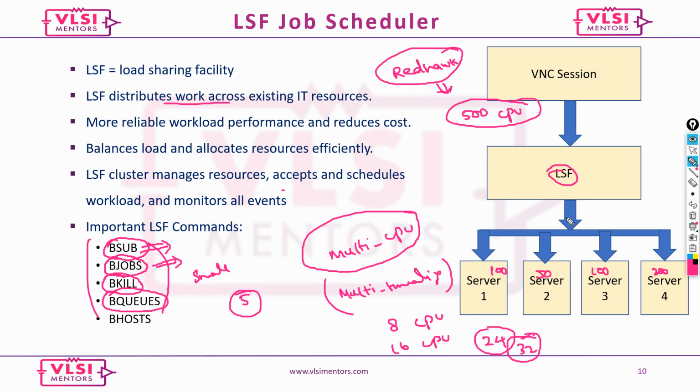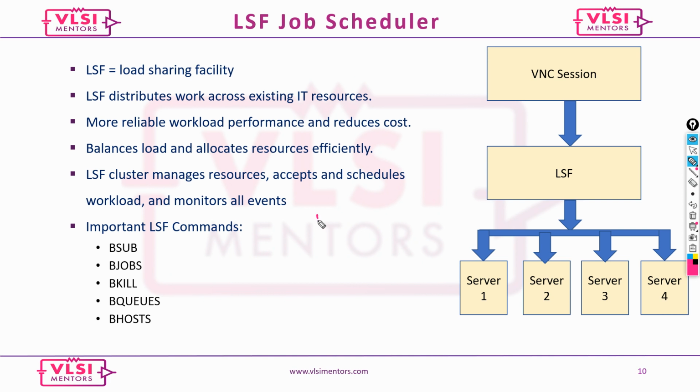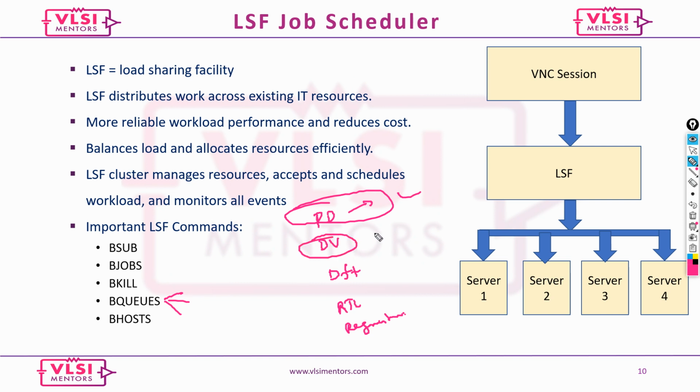And then you may have different queues. Say in a company, you have a PD team, a DV team, a DFT team, an RTL team, and then a regression team. There may be different queues for people. So the PD team will have a set of servers dedicated for them that would be put in one queue, and the DV people, design verification people, will have a different number of servers allocated for them, so that will be a different queue.